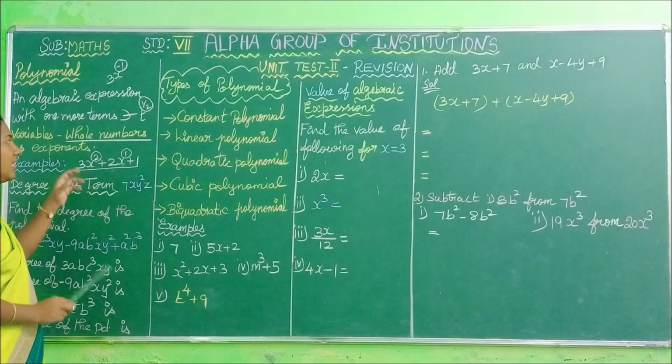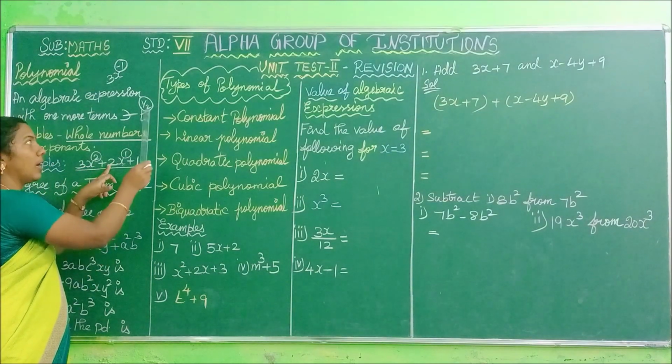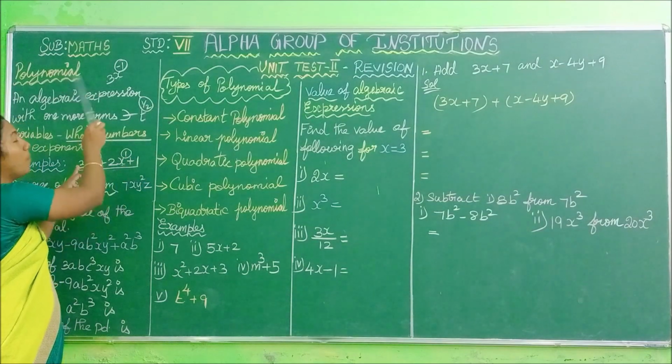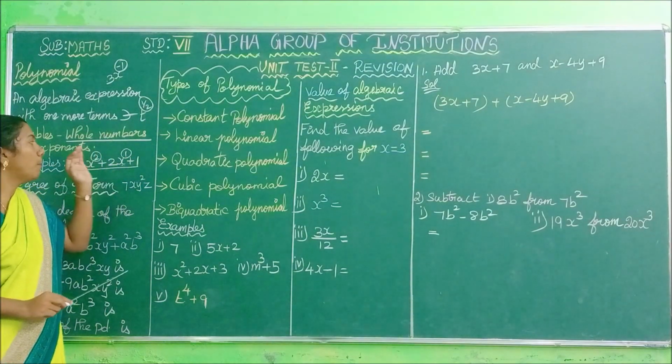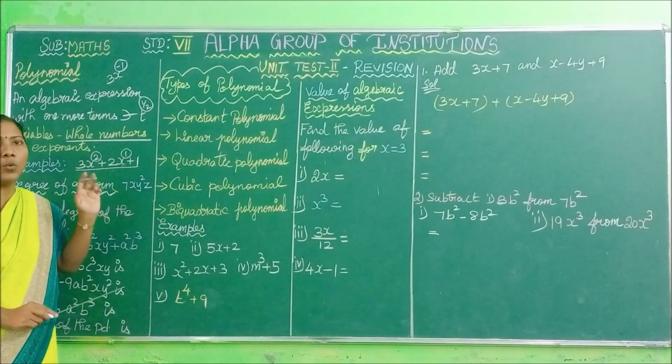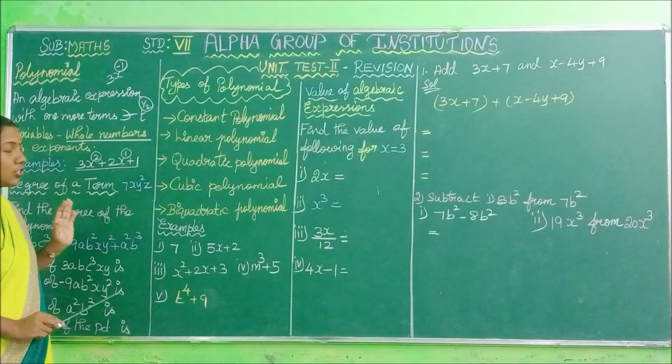So you must find the difference between a polynomial and not a polynomial. It is an algebraic expression, but it is not a polynomial. Polynomial means the power of the variables must be whole numbers. What are the whole numbers? 0, 1, 2, 3, etc. Do you understand, children? Okay.